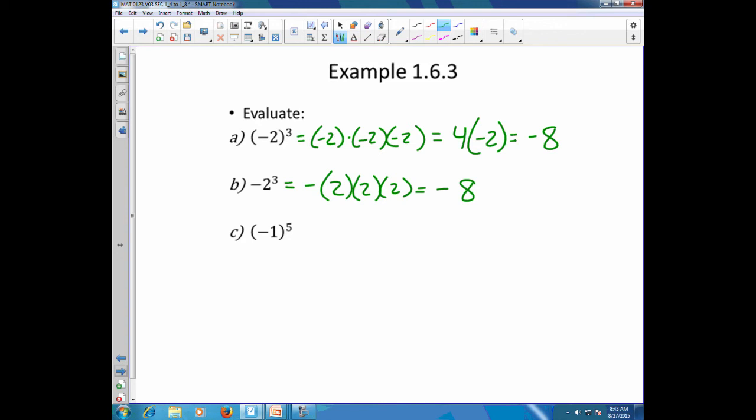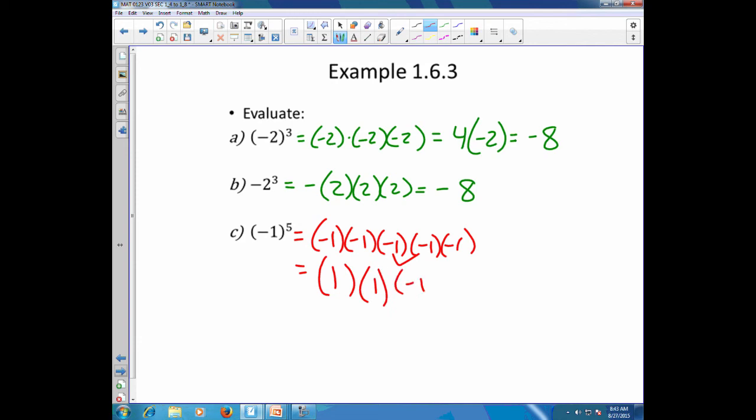And finally, here at the bottom, negative 1 to the 5th power. Well, that's negative 1 times negative 1, 5 times. Negative 1 times negative 1 is positive 1. Negative 1 times negative 1 is positive 1. And then times negative 1. And so we'll get negative 1 at the end.